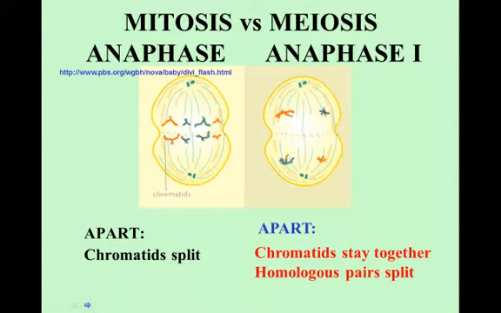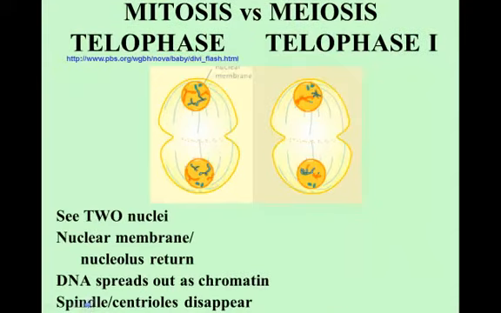T for telo, T for 2. I can see 2 nuclei. Nuclear membrane returns, nucleolus returns, the DNA goes back. Remember, this is called reverse prophase. We're resetting the cell. We lose our spindle and our chromosome pulling machinery. Telophase number 1, same as mitosis. All of those things are going to happen again. So we don't really have to learn a new phase.